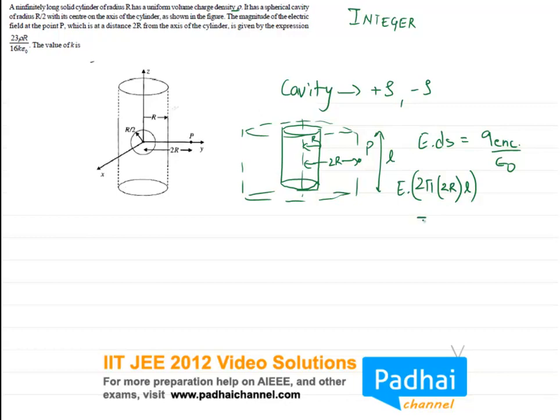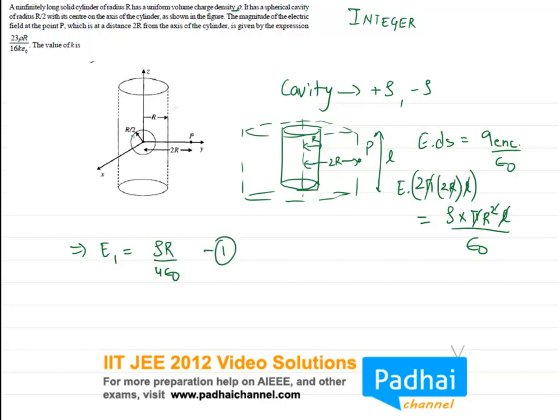This is the ds. What will be q enclosed? Q enclosed will be the total charge in the cylinder. So rho into pi r square into L, divided by epsilon naught. So we can very well simplify this, and we will get, let us call this E1. E1 will be equal to rho r divided by 4 epsilon naught, right? This is our first equation.